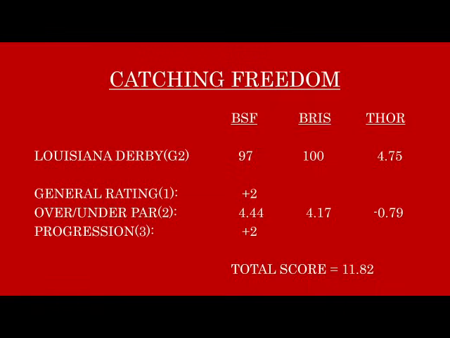From these numbers, you see Catching Freedom is above average for both the Beyer speed and the Brisnet, but he is below average by 0.79 from the Thorograph. So that's a little chink in the armor there, if you will. He's still very fast, so he gets a +2, and I think he is ready to run another big race. And so I like Catching Freedom here. So a +2 for an 11.82.